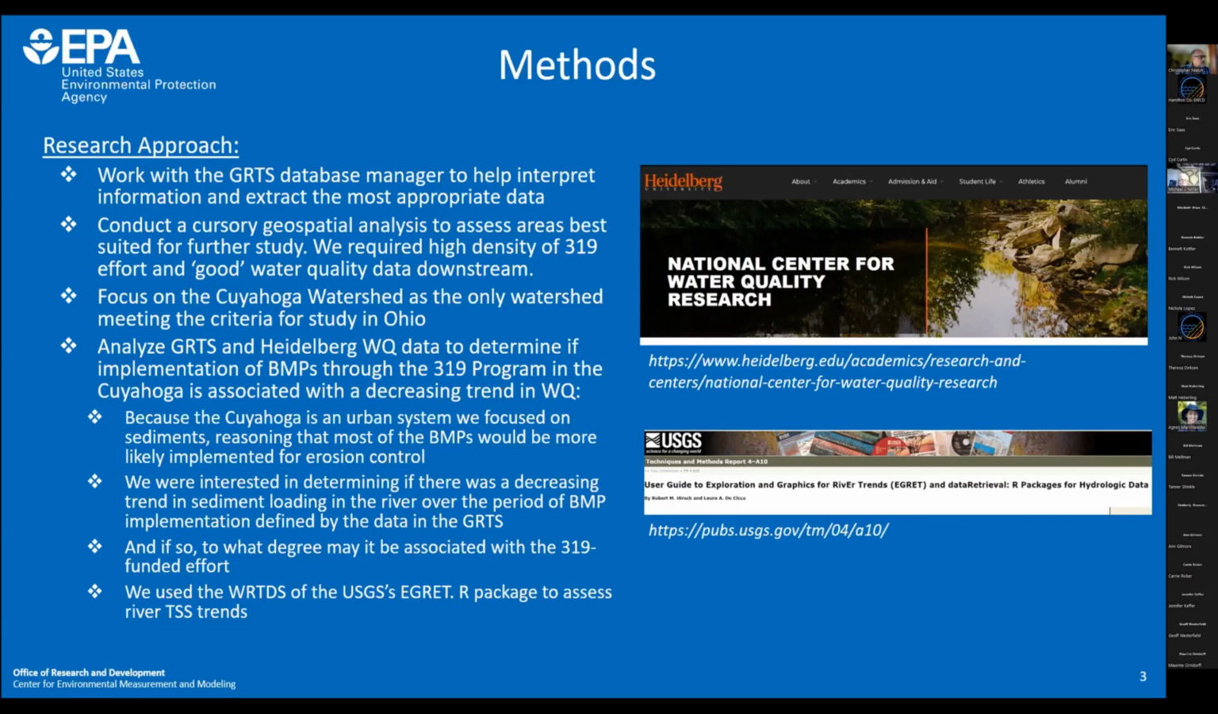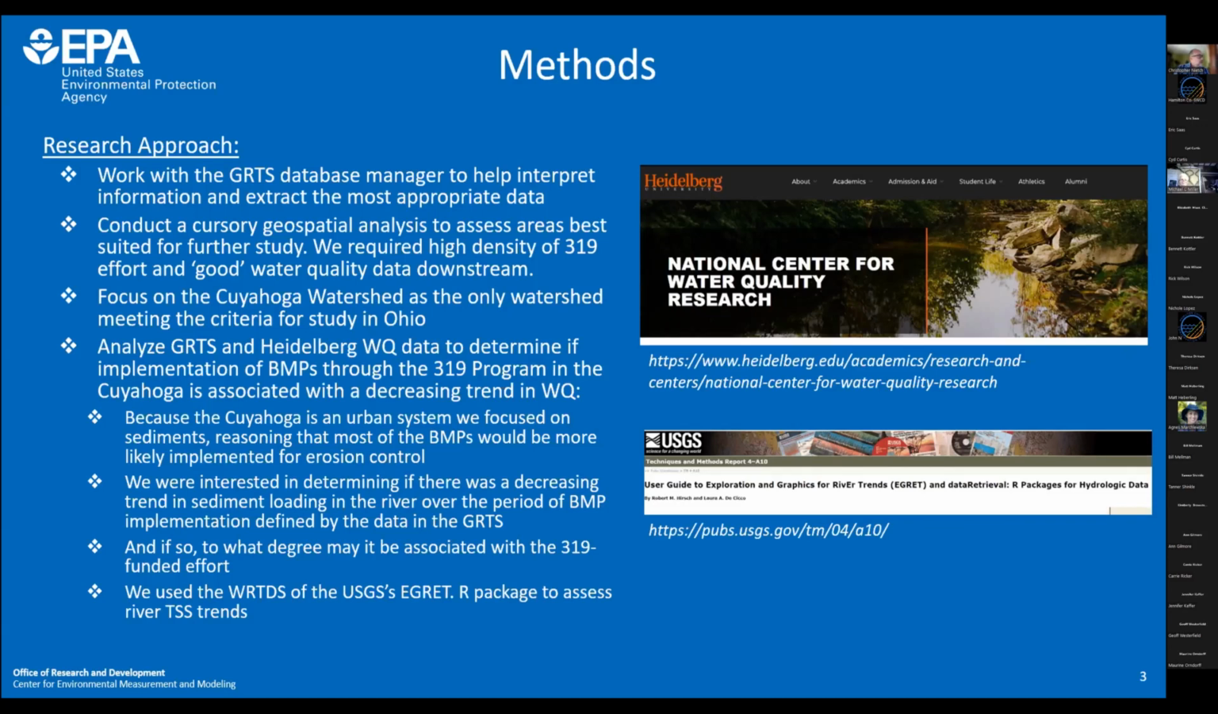So because the Cuyahoga is an urban system, we focused on sediments. Our original intent was this was funded through a nutrient mitigation research effort in ORD, but we focused heavily on sediments. In this case, reasoning that most of the BMPs in the urban system of the Cuyahoga would be more likely implemented for erosion control. We were interested in determining if there was a decreasing trend in sediment loading in the river over the period of BMP implementation, defined by projects that we obtained from the GRITs. And if so, to what degree may it be associated with 319 funded effort?